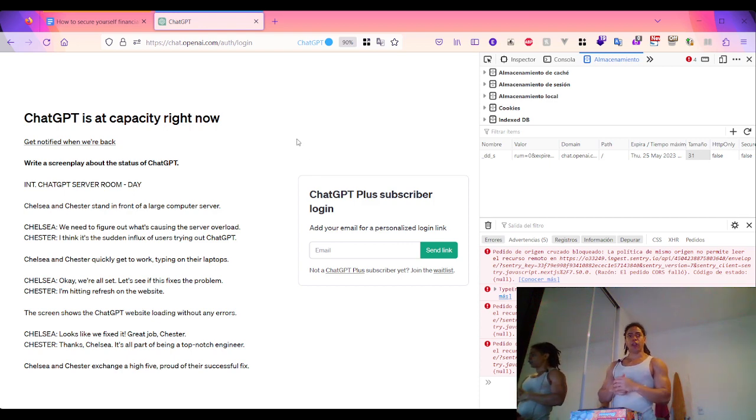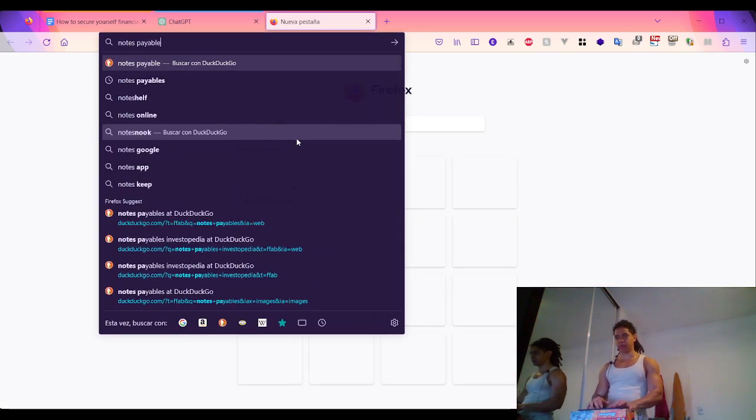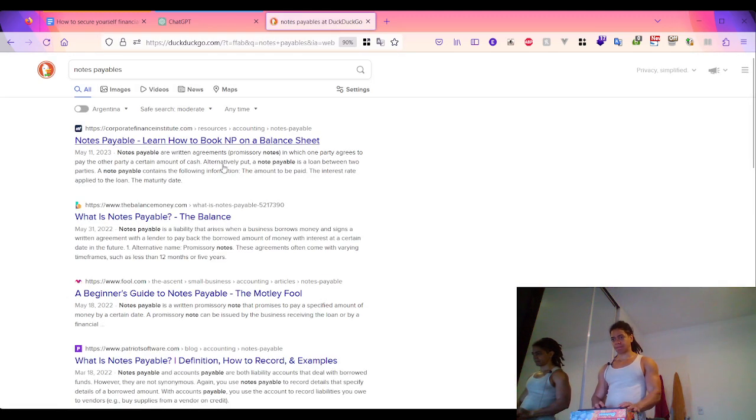And then I look at the notes payable. Notes payable are written agreements or promissory notes in which parties agree to pay the other party a certain amount of cash.